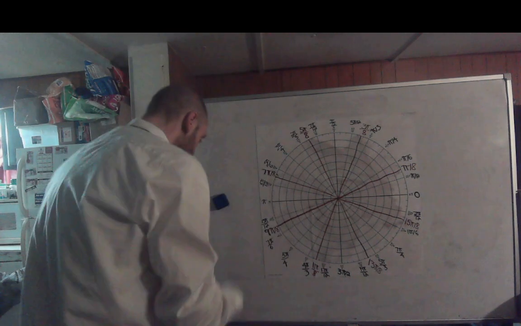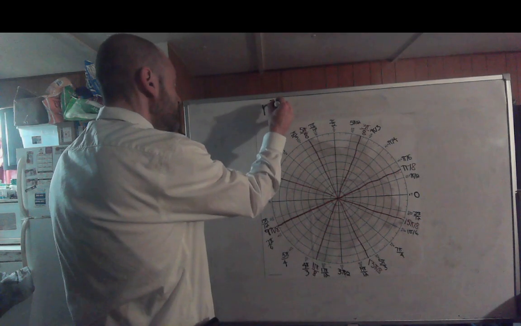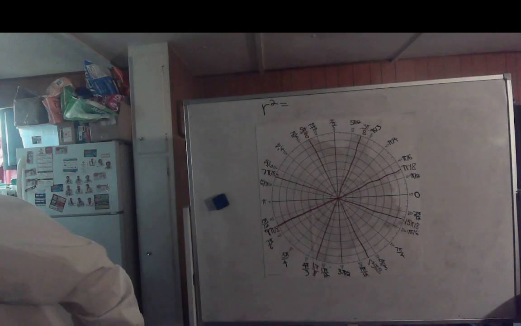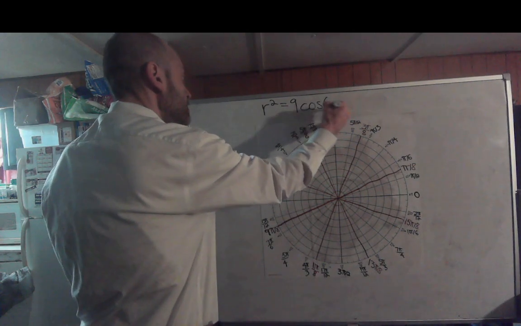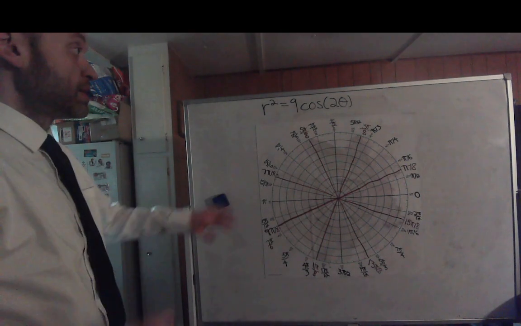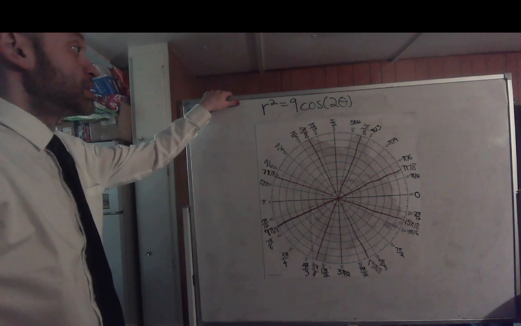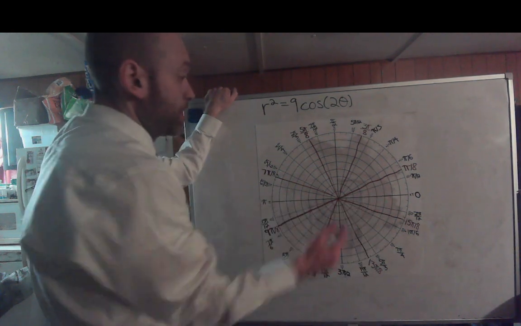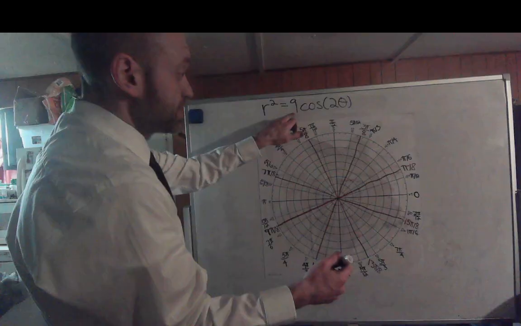Alright, so what about when we have something like this? So we have r squared equals 9 cosine of 2 theta. R squared equals 9 cosine of 2 theta. So we're going to start again then with 0. Well, the cosine of 0, of course, is 1 times 9 is 9.